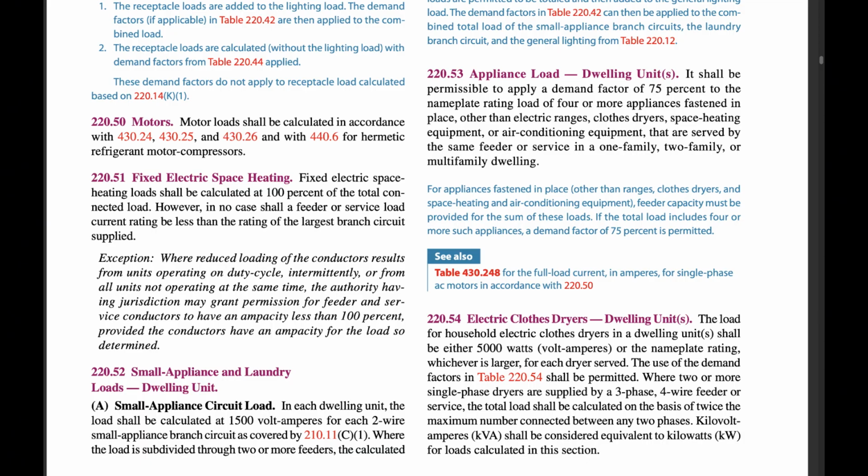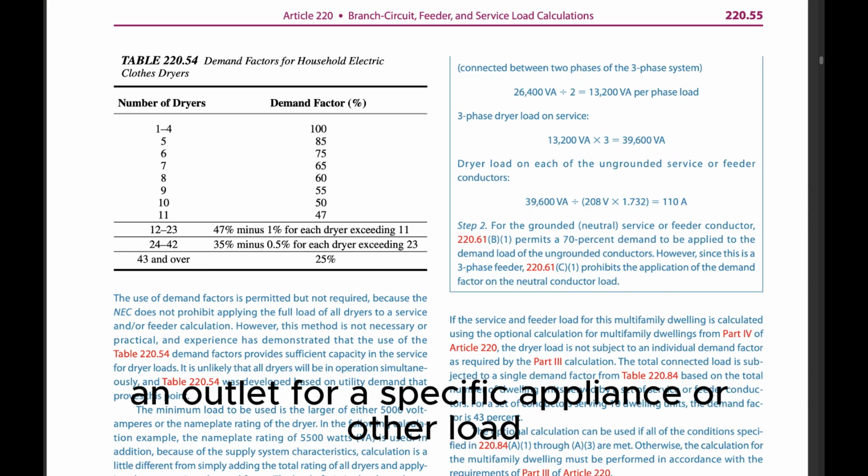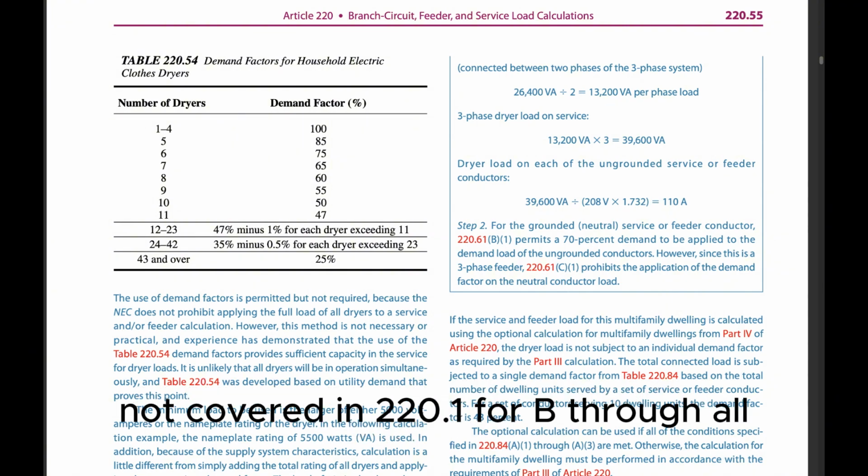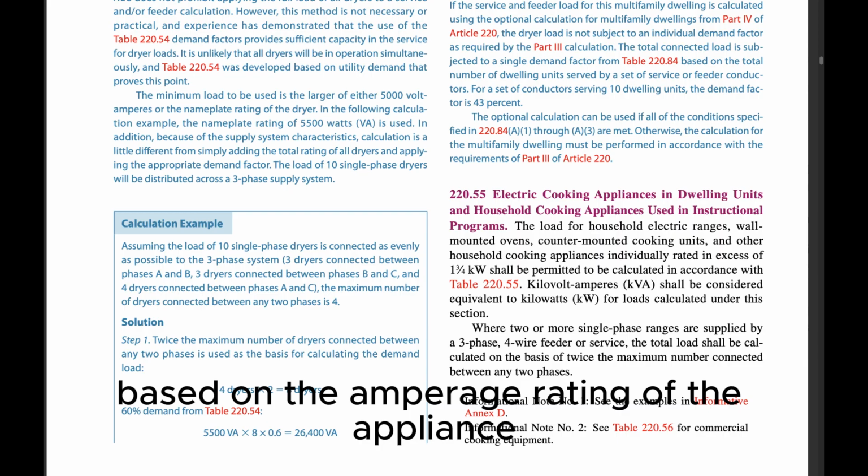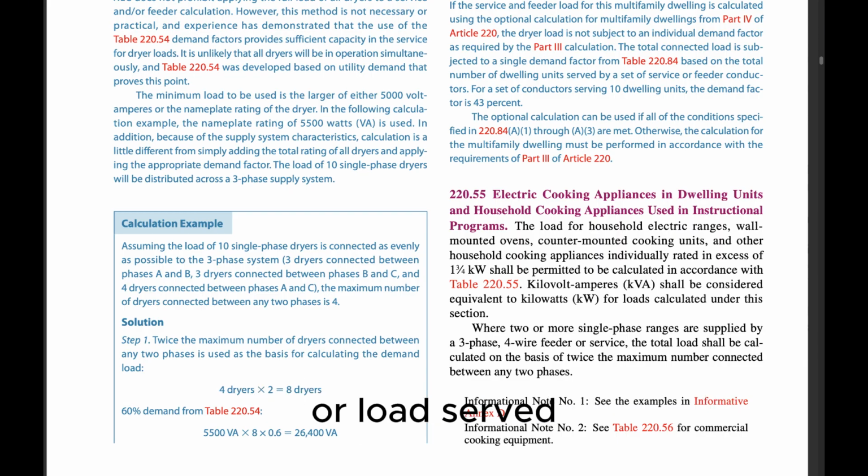Specific appliances or loads. An outlet for a specific appliance or other load not covered in 220.1 for B through L shall be calculated based on the ampere rating of the appliance or load served.